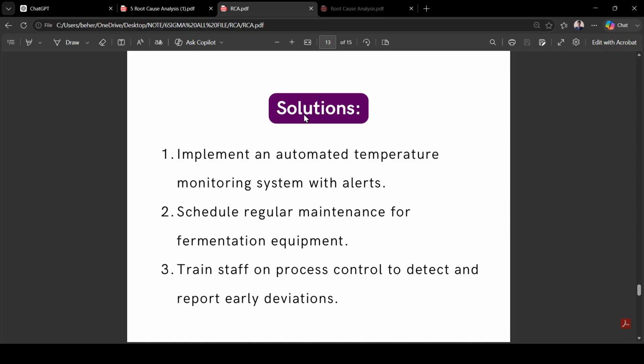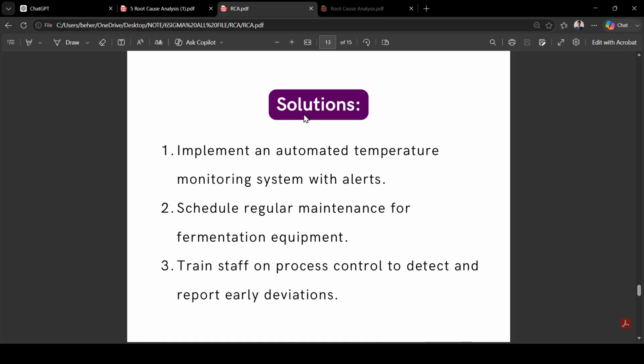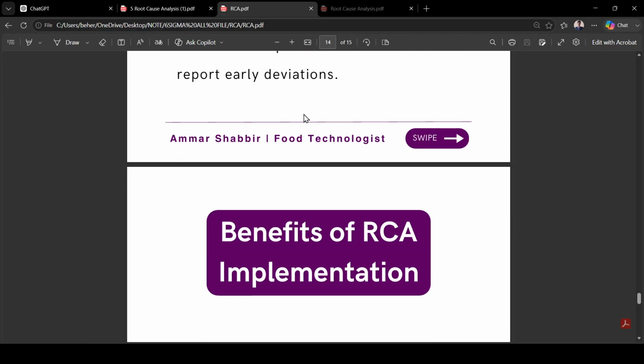Solution: implement an automated temperature monitoring system with alerts, schedule regular maintenance for fermentation equipment, and train staff on process control, to detect and report early deviations.